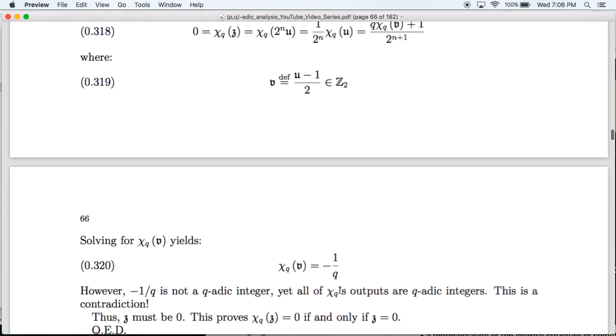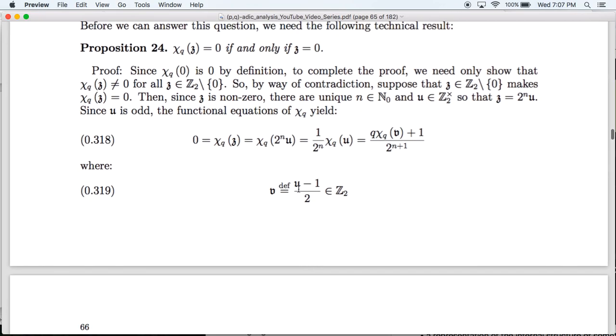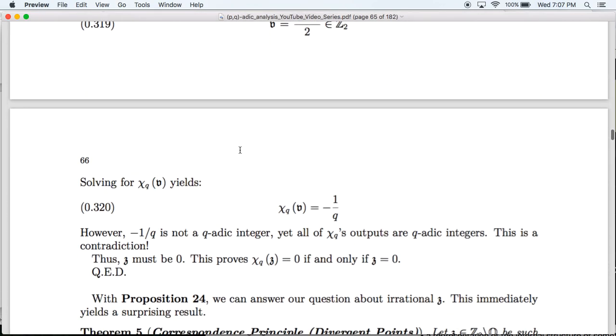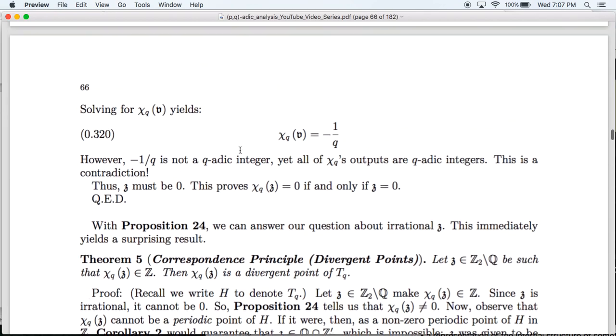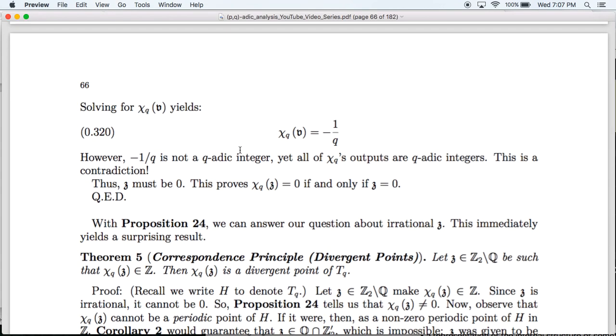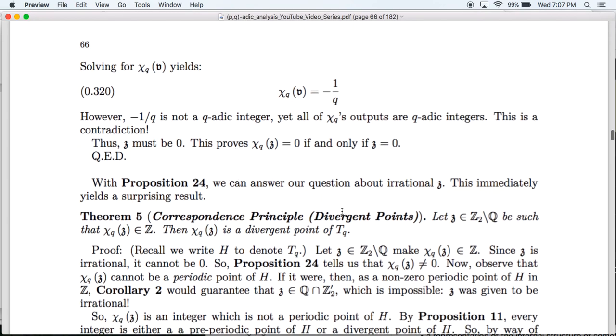However, negative 1 over q is not a q-adic integer. It has a q-adic absolute value strictly greater than 1. Yet, as we saw, all of chi-q's outputs on the 2-adic integers are q-adic integers. So no such v can exist, therefore no such u can exist, and so no such z can exist, and we're done. With this proposition, we can now answer our question about what happens when chi-q becomes an integer on irrational z's. And this gets us the divergent points correspondence principle.